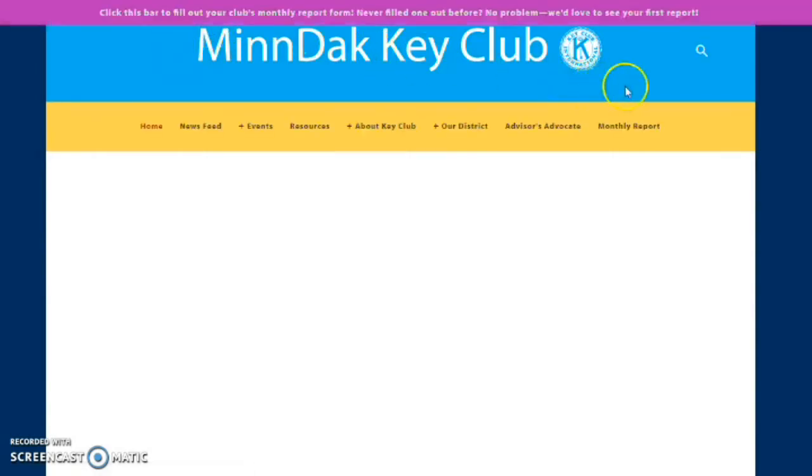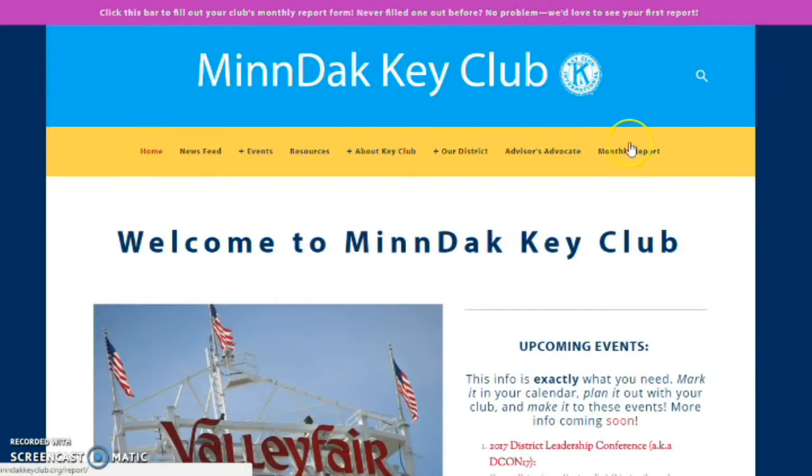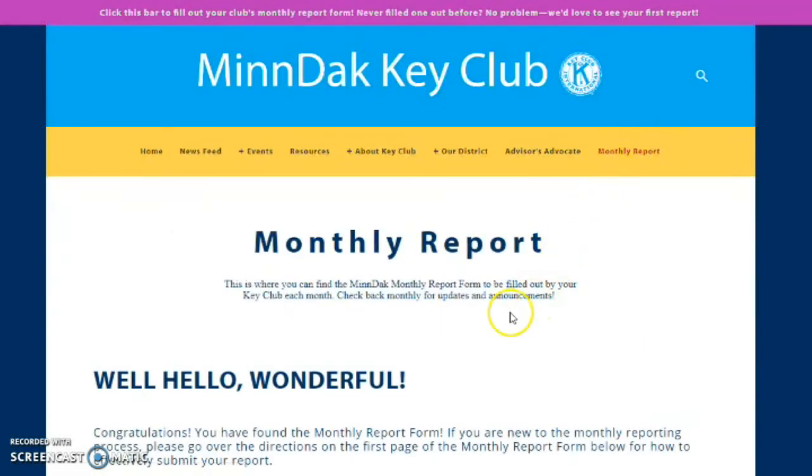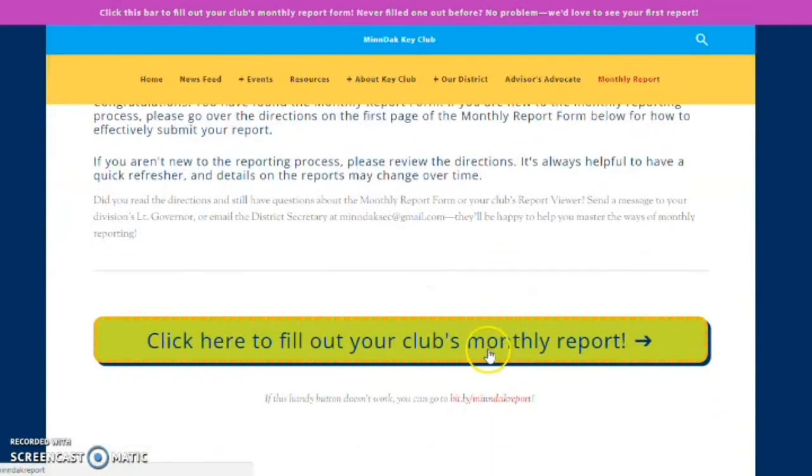So once this loads, there are two different spots you can click to grab the monthly report. You can either press this top bar or this small bar that says monthly report. That is going to be the easiest way, at least that's what I always did. So just go ahead and click on that and scroll down to our little click here to fill out your club's monthly report. So let's go in there.